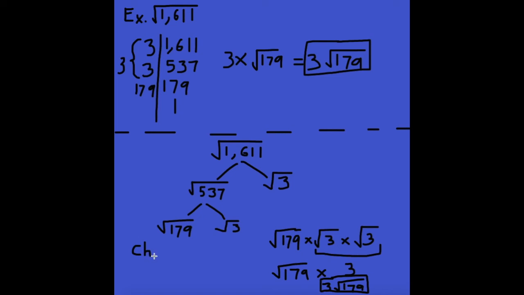We can check our work. We will do 3 root 179 times 3 root 179. 3 times 3 is 9, and root 179 times root 179 equals 179. 9 times 179 is 1,611, which was the same as in our problem.